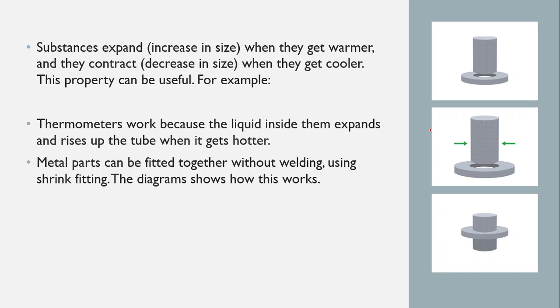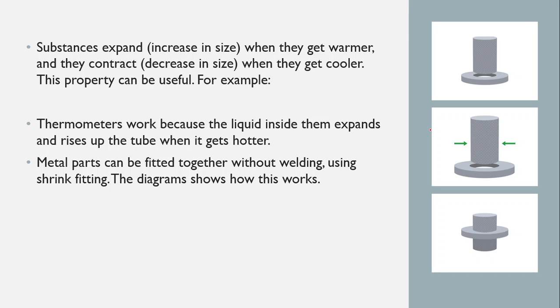To push them in or assemble them together, we either contract the rod so that its length is very minutely decreased, or we expand the washer. For the washer to expand, we heat it up for some time and then push them together. Once they're assembled and come back to room temperature, they're really taut and fit together really well. That's how these metal parts are fitted together without welding, and it's called shrink fitting.